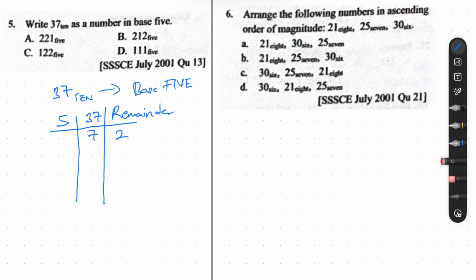Now, 5 goes into 7 how many times? Once. Remainder what? 2. Okay, so let's write it. Once, remainder 2. And then we go again. 5 goes into 1 how many times? 0. Remainder 1, right? So you have 0, remainder 1. So this is the final result, because now we are at 0, so we can't go again, right? So this is our answer. And then we have to read it from bottom to top.